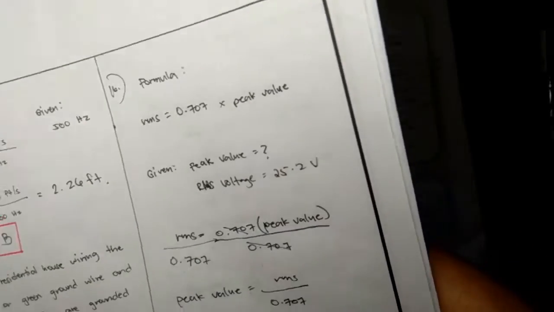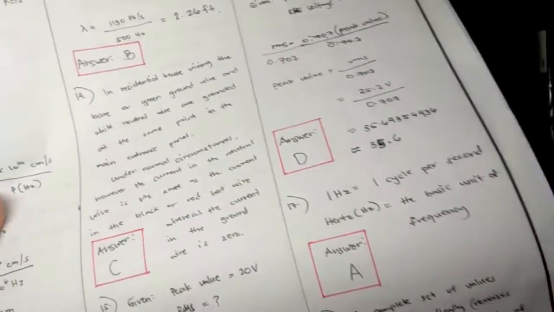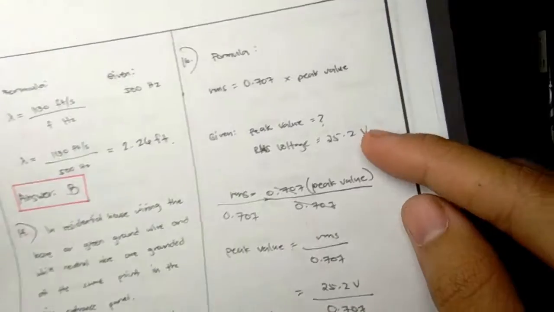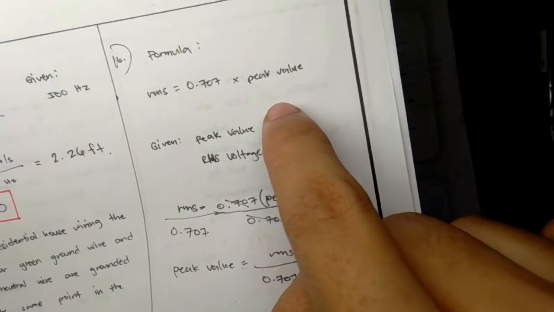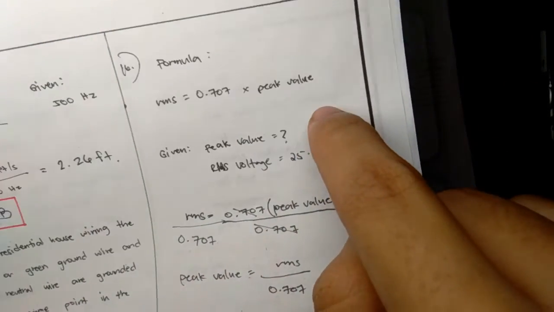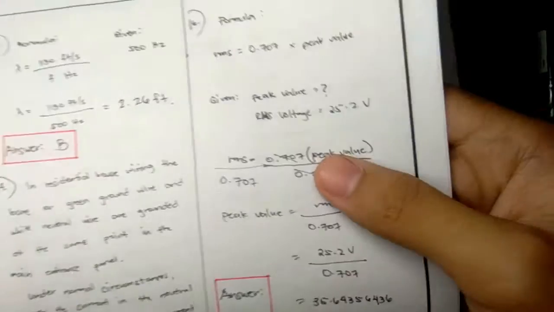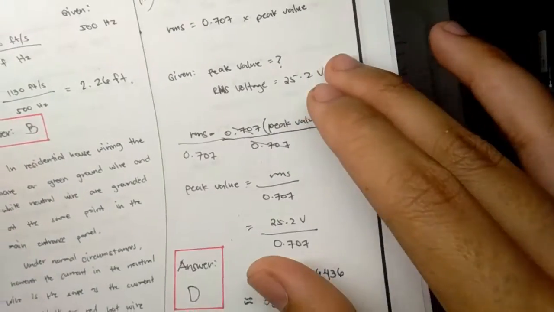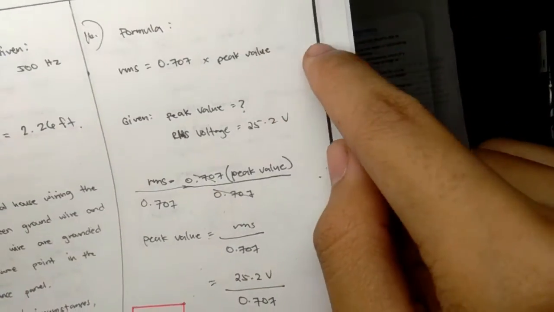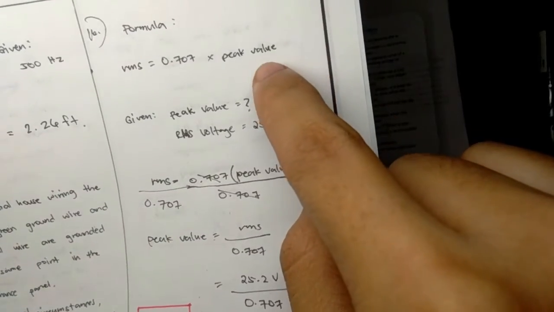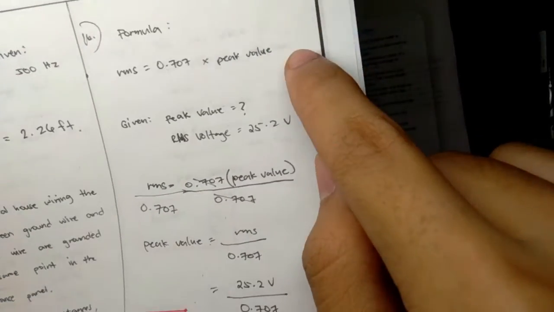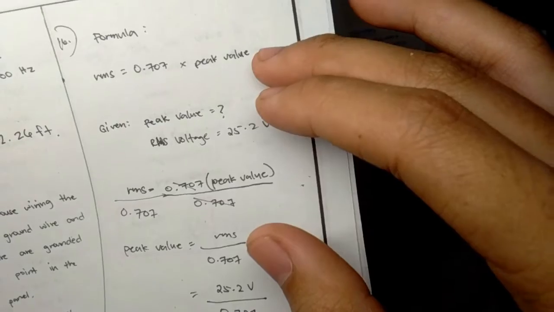And number 16 is almost the same as number 15, but what is being asked is different. Here, the peak value is what is being asked, while in number 15, the RMS or root mean square value was being asked. It is the same procedure, just a derivation of this peak value. Just derive how to get this formula.